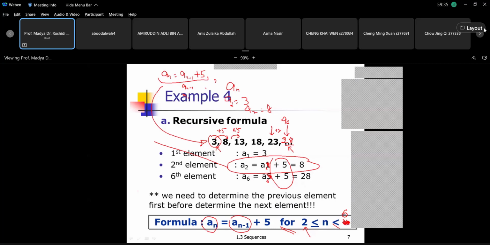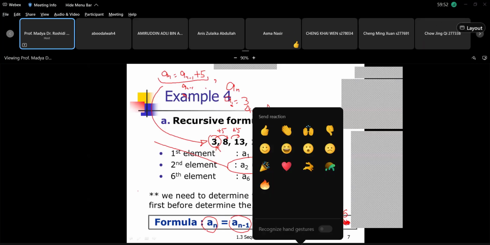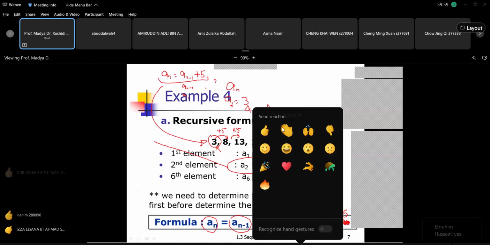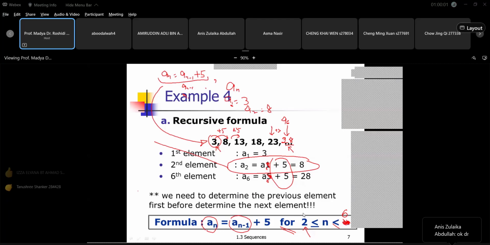Okay, class. For recursive formula, can you get the idea? Once you change some value in this sequence, the formula will be changed. So far, okay, class? Ibrahim Hussein? Okay, good. Another person? Anis Zulaika? Okay, thank you, others. Okay, good. So this is the idea of recursive formula.